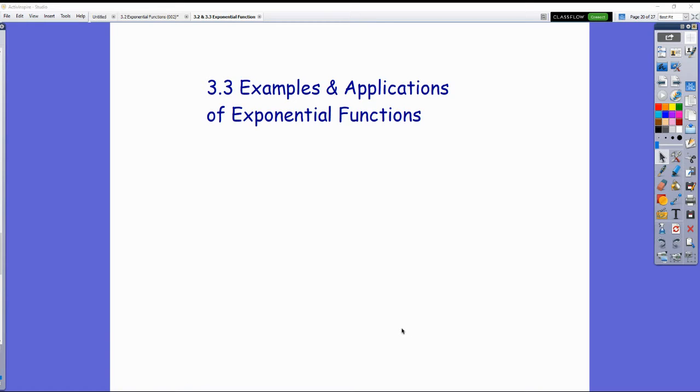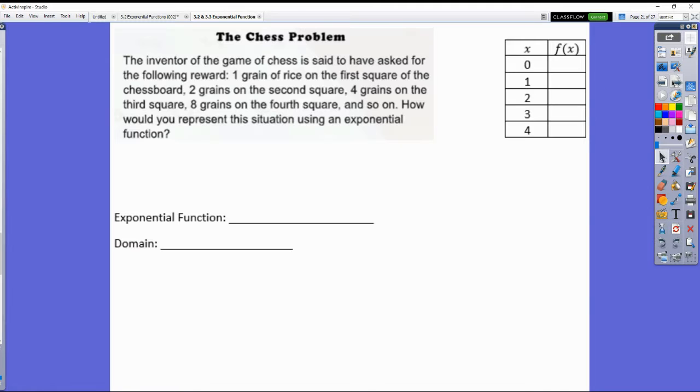3.3 with Algebra 2, Semester 2, on applications of exponential functions. So for this assignment or lesson, there are going to be some story problems that we're going to just see how exponential functions are used to solve different kinds of problems.